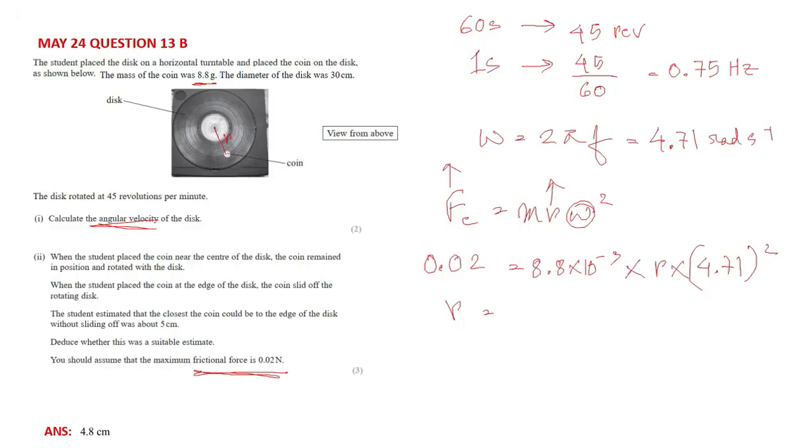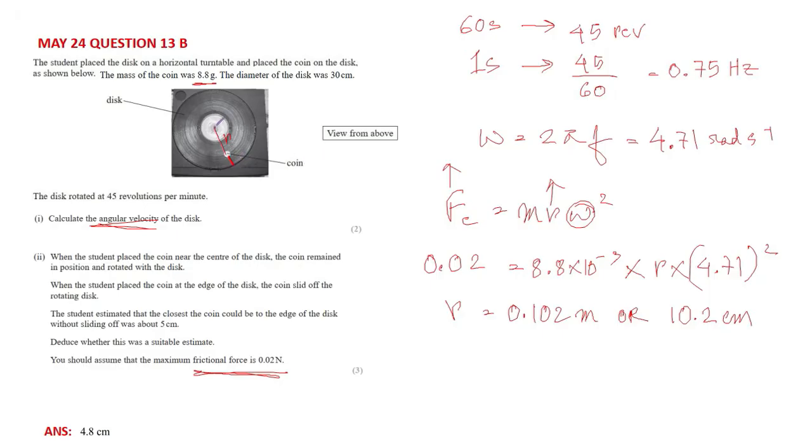Okay, so if you plug in the values in your calculator, r becomes 0.102 meter, or multiplying with 100, that becomes 10.2 centimeter. But that's not what the question asked you to find out. The question asked, the student estimated the closest the coin could be to the edge of the disk. So this is the distance that the question is asking you to find out.